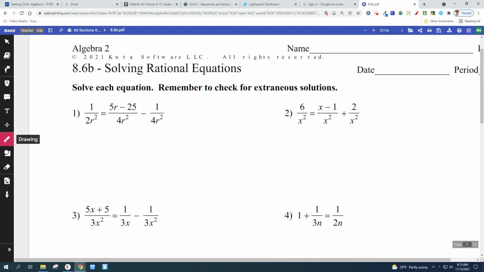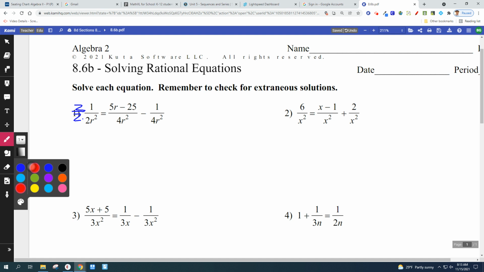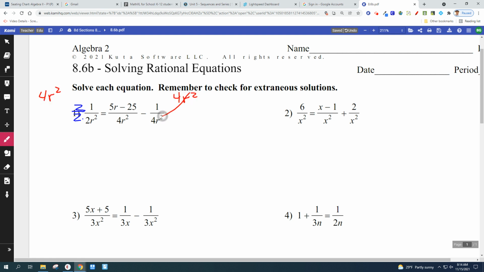In the case of problem number 1, it looks like it's going to be 4r squared. So we want all three denominators to say 4r squared. All I'm going to have to do is multiply the one on the left by 2 over 2. That's going to change that denominator to 4r squared. So once all of the denominators are 4r squared, we can just multiply both sides by 4r squared, and it completely cancels out that denominator, and we can just look at the top. The top is going to say 2 times 1, or 2, equals 5r minus 25 minus 1.